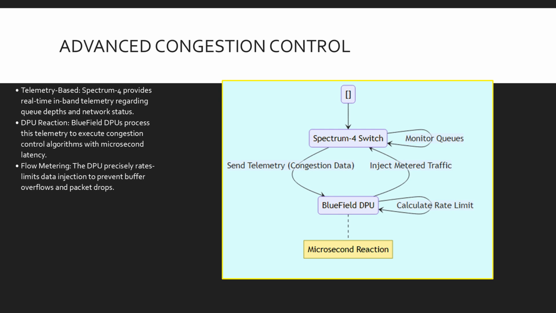What did we learn? We learned that the DPU acts as an intelligent traffic cop, using switch telemetry to proactively manage flow rates and maintain network health.